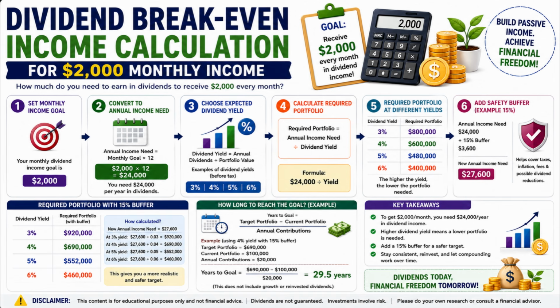At a 3% dividend yield, $24,000 divided by 0.03 equals $800,000. At a 4% yield, $24,000 divided by 0.04 equals $600,000. At a 5% yield, the required portfolio is $480,000. And at a 6% yield, the required portfolio is $400,000.